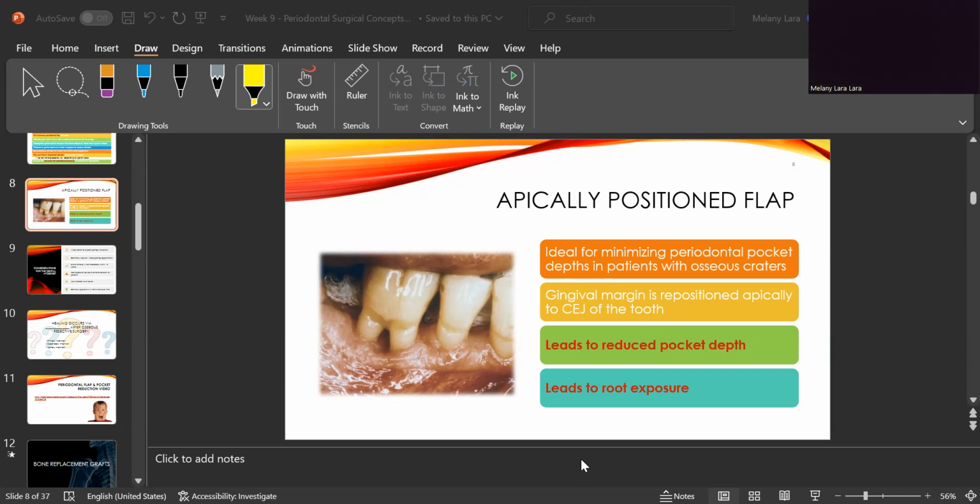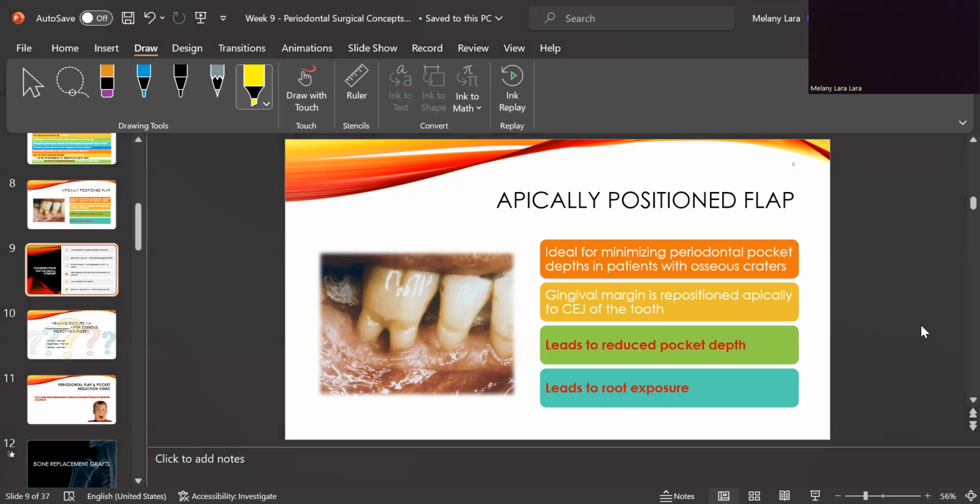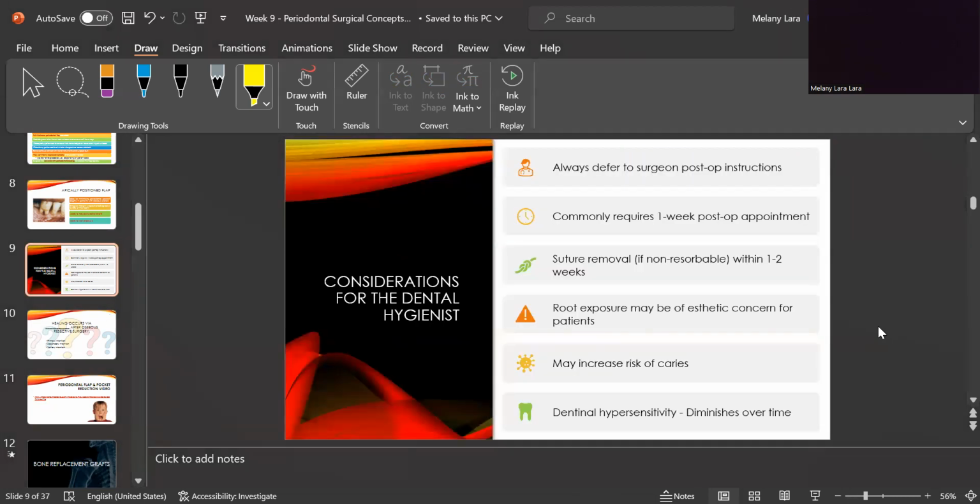So let's talk about the considerations. As we just mentioned, because the roots are exposed, it can be an aesthetic concern for patients. So periodontists are not going to do this on a patient that is aesthetically driven, because it doesn't look as nice, right? We see our roots now. Because the roots are exposed, we can have an increased risk for caries. So that's something to consider when your patient goes through apically positioned flap and prosthetic surgery, then you have to be on their caries risk.